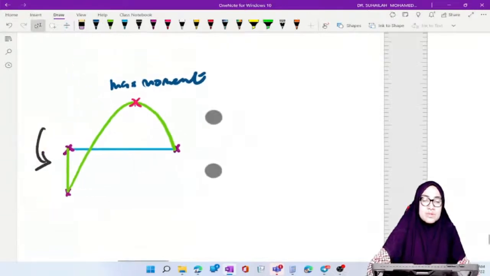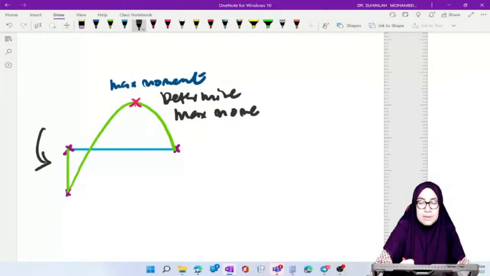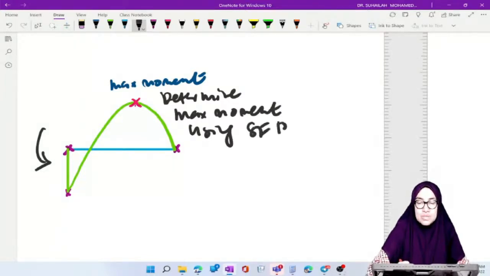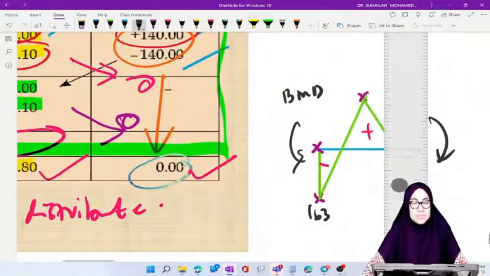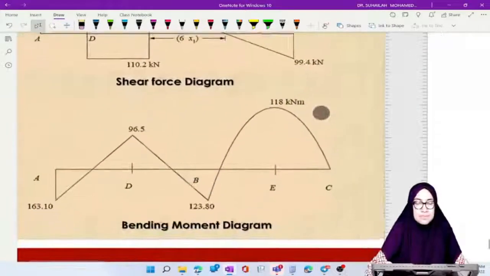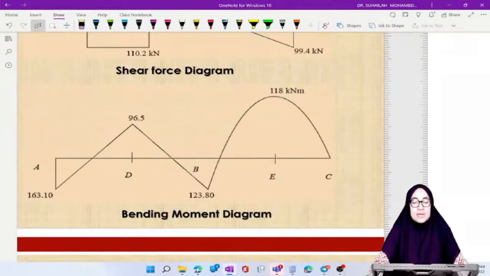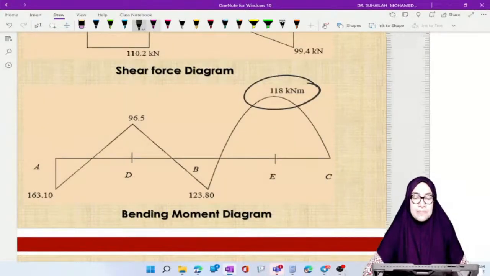Shear force diagram. Determine the maximum moment using the shear force diagram. So finally we get this. The value is 118 here. So we get it from the shear force diagram easily.